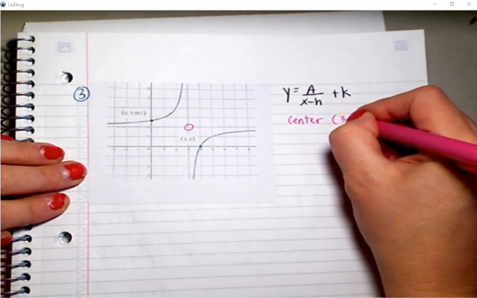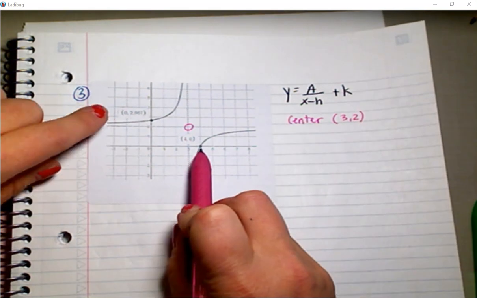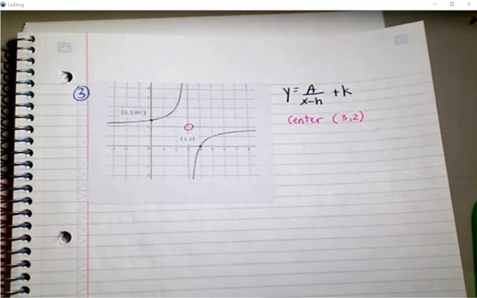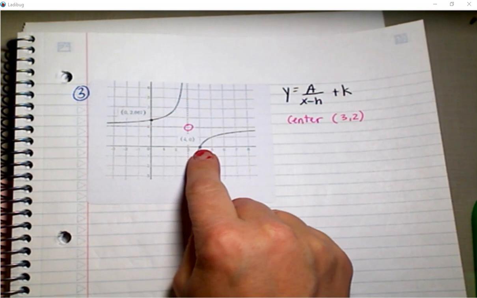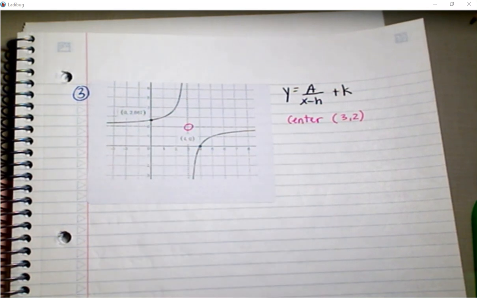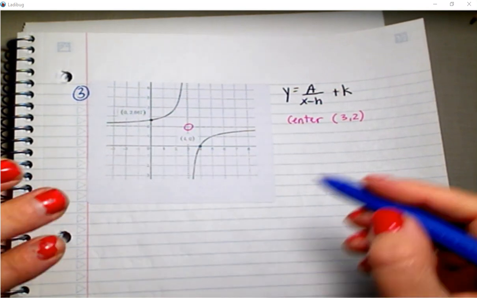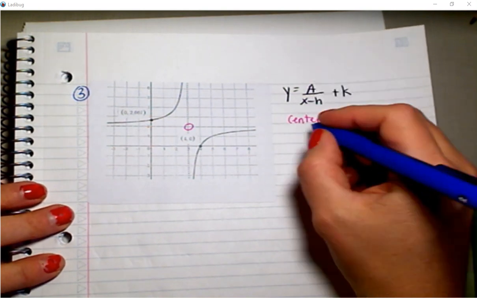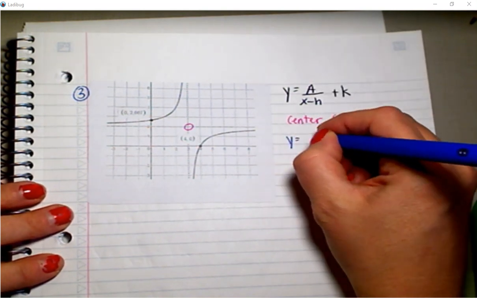3, 2. Now notice you've got a couple other points labeled here. What are the x-intercept and the y-intercept? Now that I have the center, I know that this is the h, k. So I'm going to go ahead and plug that in.